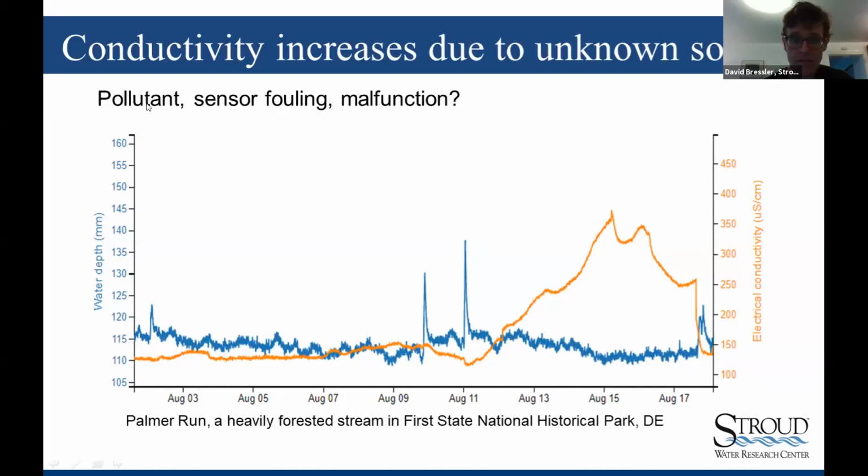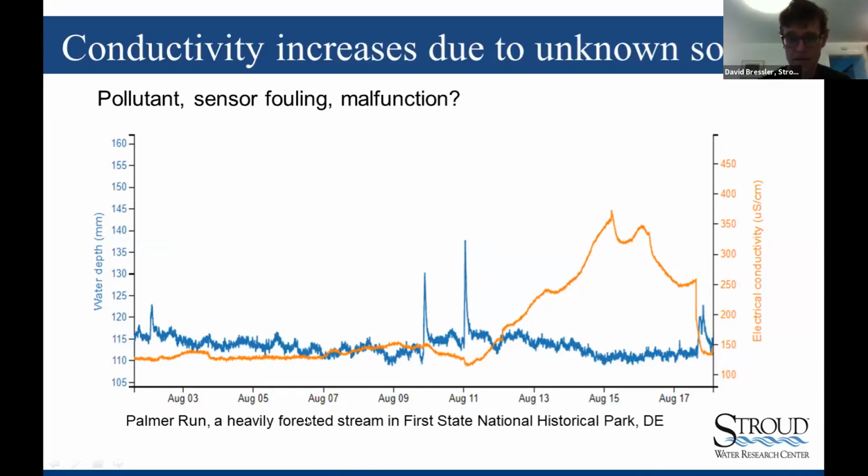These can be actual pollutants. It can also be fouling or sensor malfunction. So this speaks to the fact that you need to have a quality control process for confirming patterns that you're seeing in the data, whether those patterns are actually real or not.